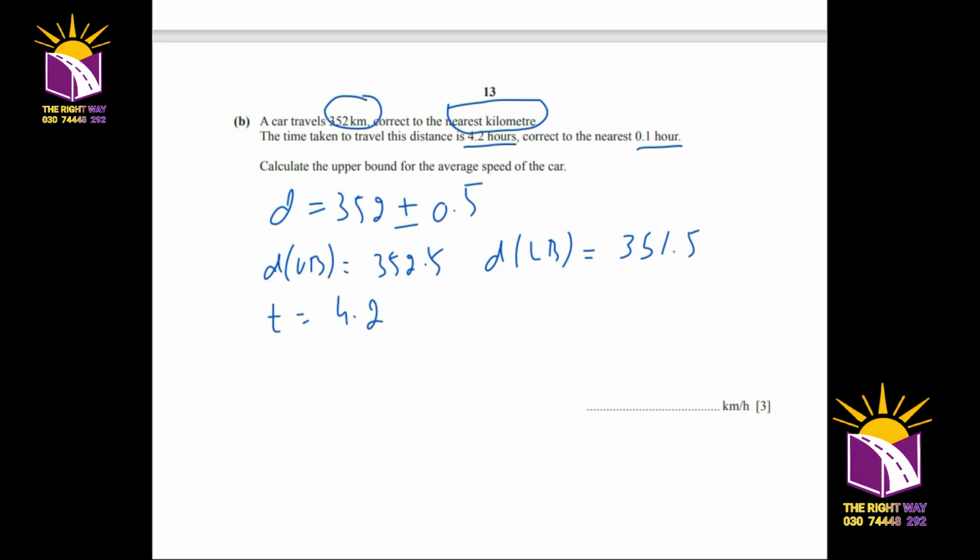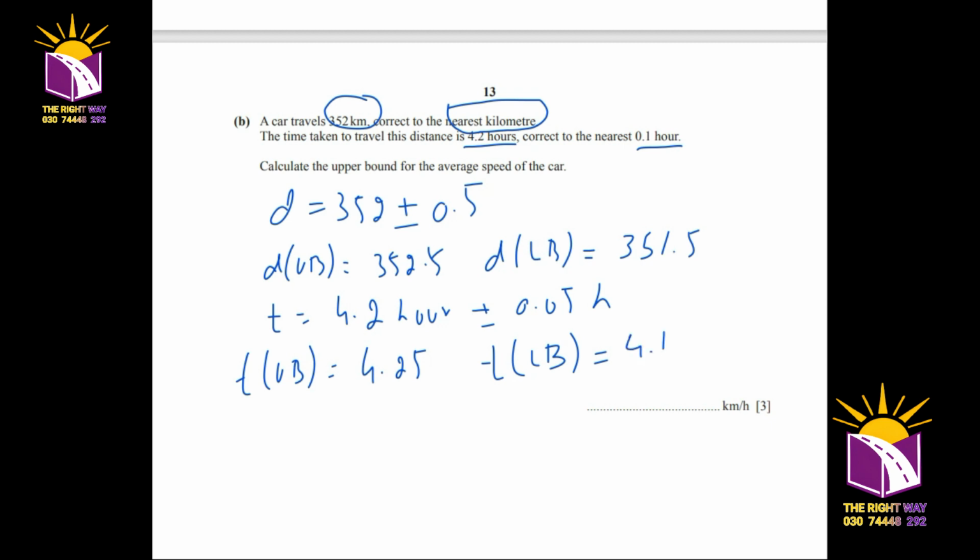Then time. Time is 4.2 hours, nearest to 0.1 hour. So dividing 0.1 by 2 will be 0.05 hour. So the time upper bound will be 4.25 and the time lower bound will be equal to 4.2 minus 0.05, which is 4.15.